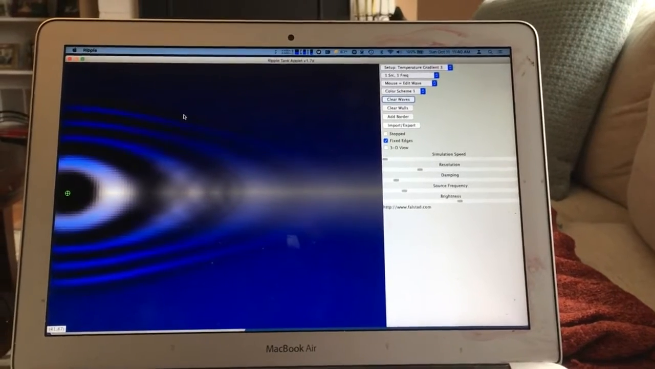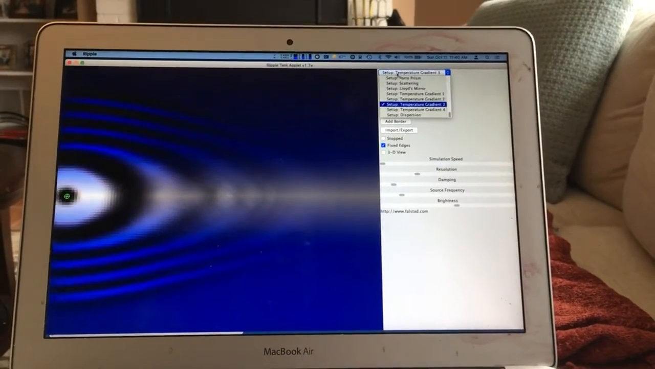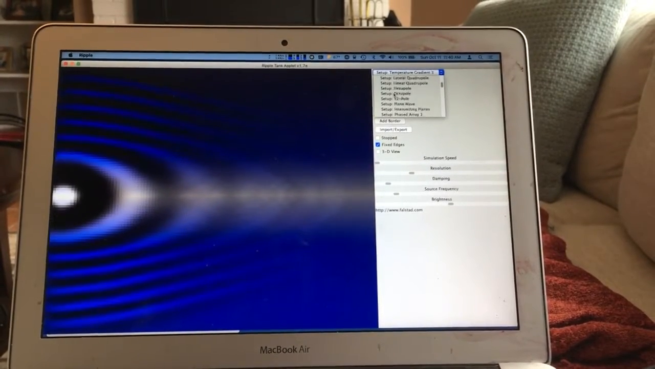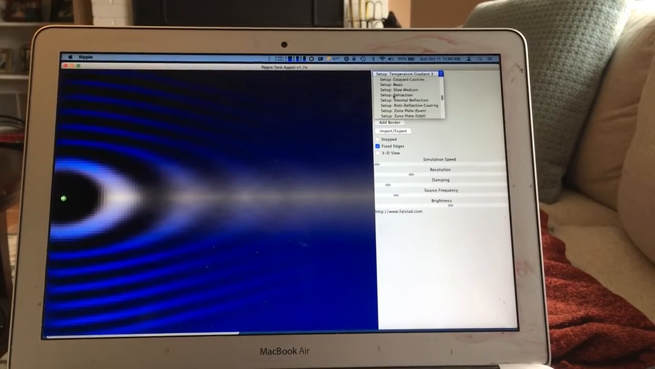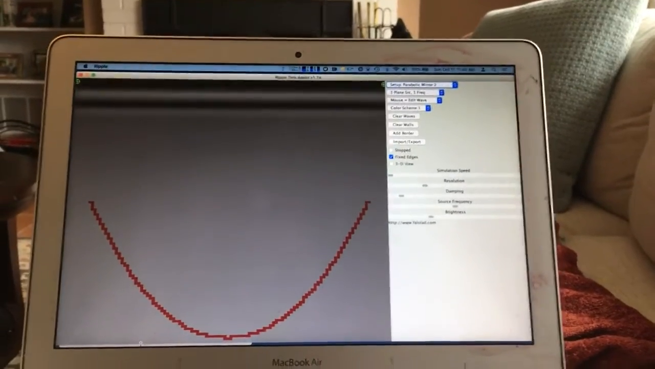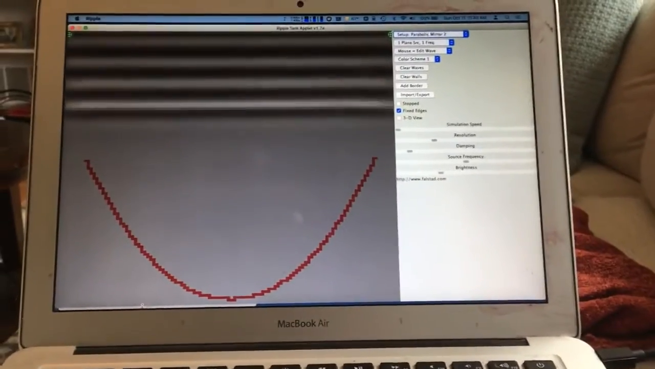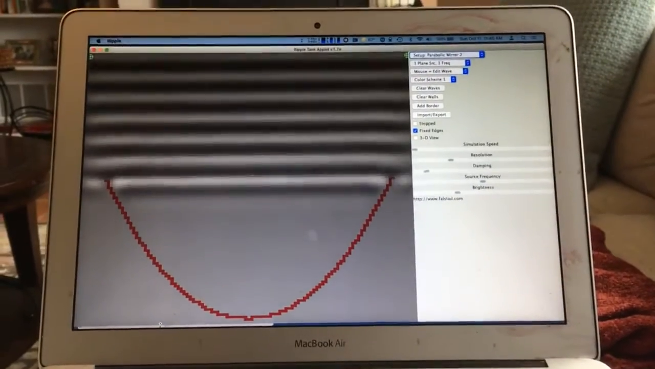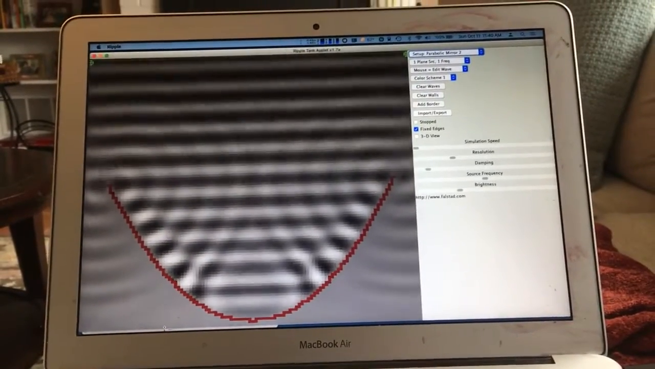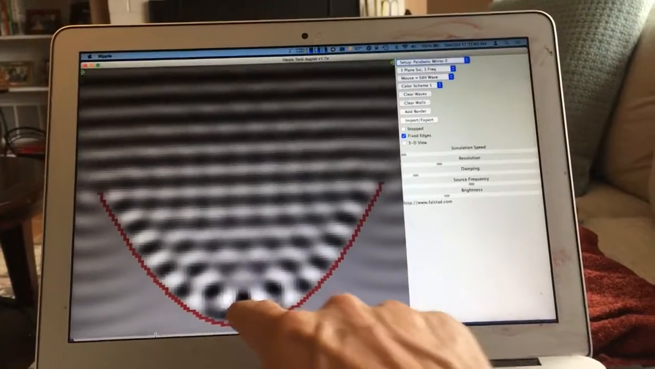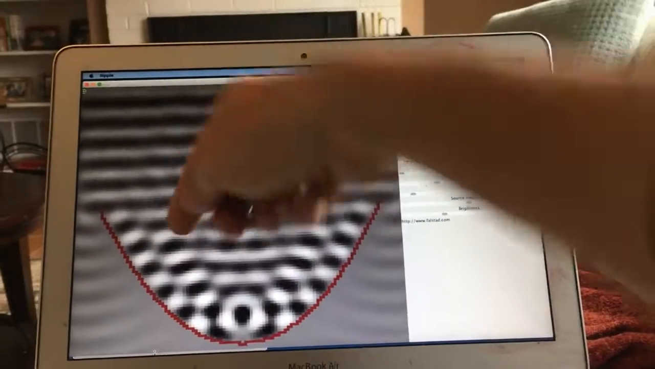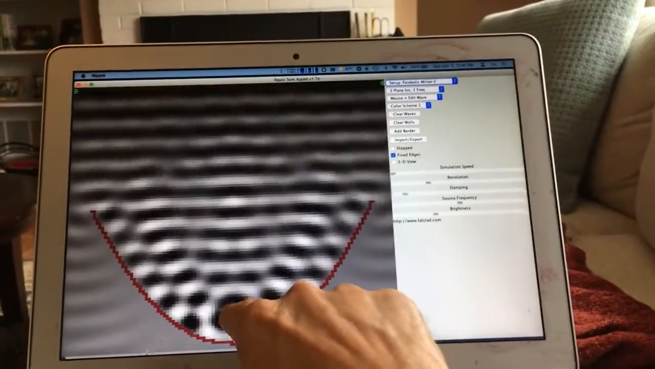And then parabolic mirror 2. Let's see. Parabolic mirror 2 is here. Okay, so I think what's cool about this is, even though this is simulating waves, you will see the waves focus in the same way as you would expect to see from ray tracing. Oh yeah, so you see here's the focus of the parabola. So you can see parallel rays come in and they're bent to be concentrated at this focus.